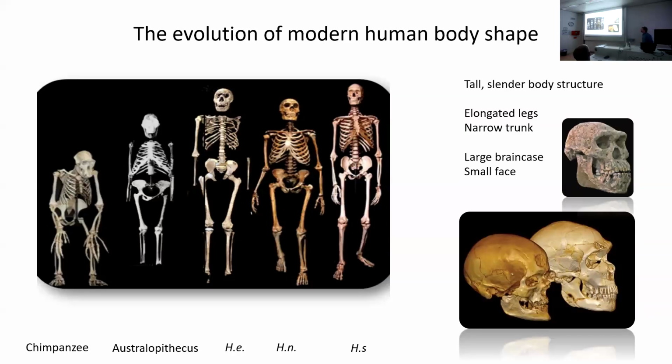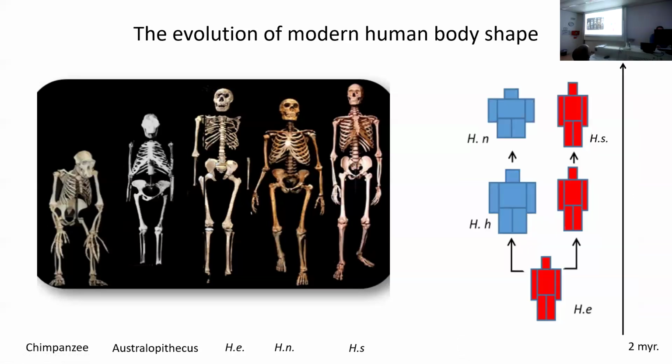It is generally known that modern human body structure is characterized by a tall body shape with elongated inferior limbs, a tall and narrow trunk. And from the craniofacial perspective, modern humans are characterized by a reduced face and a large brain case. And from the postcranial point of view, which concerns the lower part of the skeleton, it is actually thought that this body structure appeared some 2 million years ago.